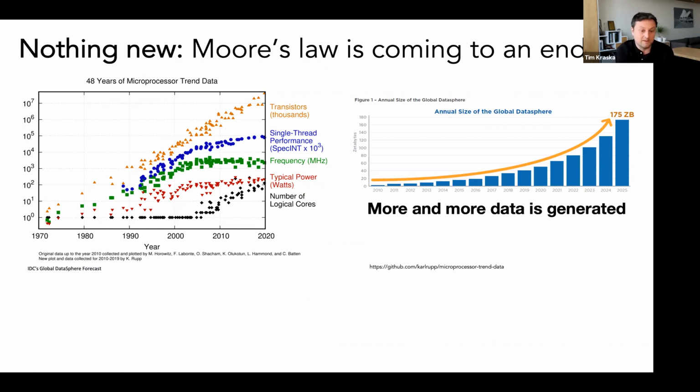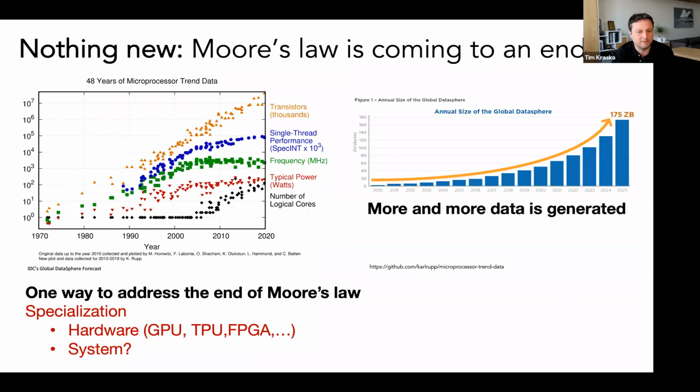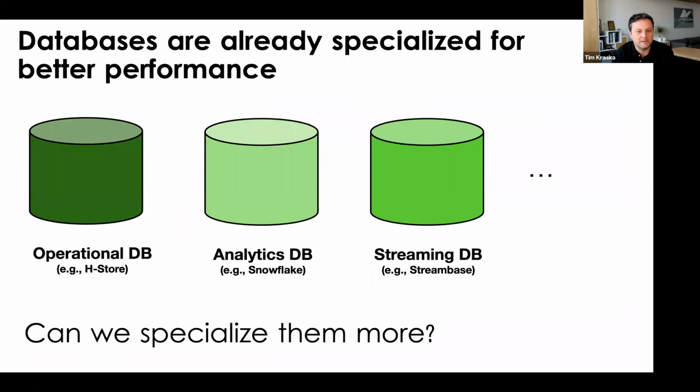And one way to do that might be specialization. And we already see specialization happening a lot in the hardware space, from GPUs, TPUs, FPGAs, and co. But is there also an opportunity for systems? And actually, specializing systems to get better performance for certain types of workloads is not uncommon. In fact, most databases we deal with nowadays are already specialized as they come.